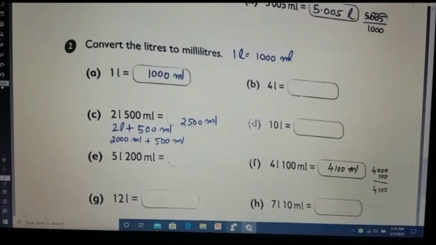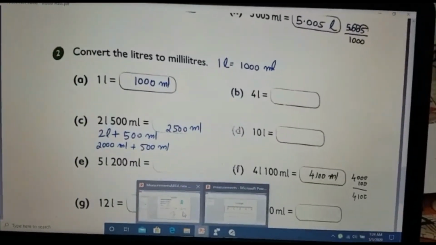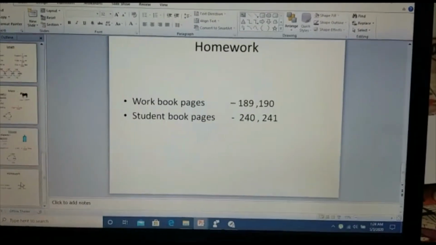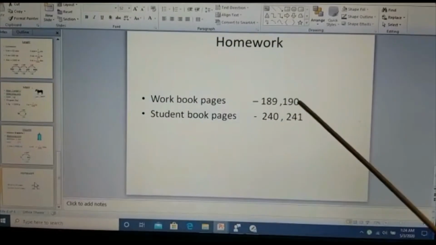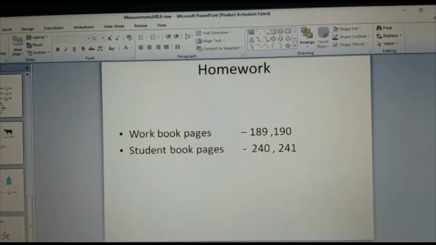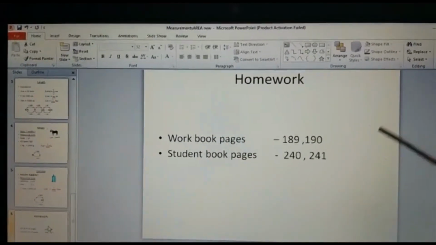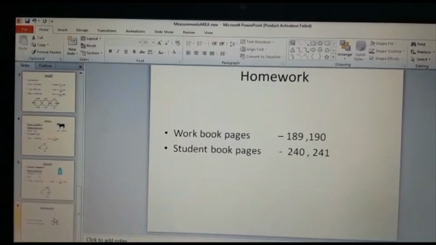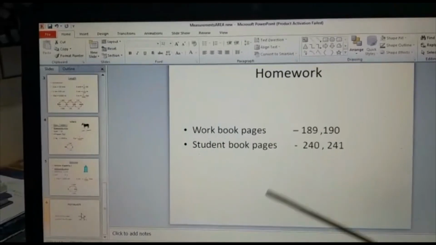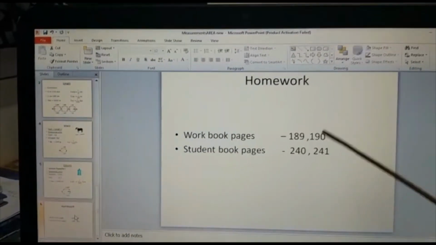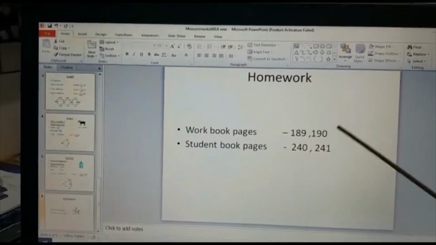Okay. So which is the homework? The homework for the topic volume is workbook pages 189 and 190. Here measuring jars are given. We need to just read the readings, the level of water. That's all. Then student book also, pages 240 and 241. 240 is again measuring and finding the total. 241 is the conversion. These two pages. Please do this as per your convenience and send me the answers.